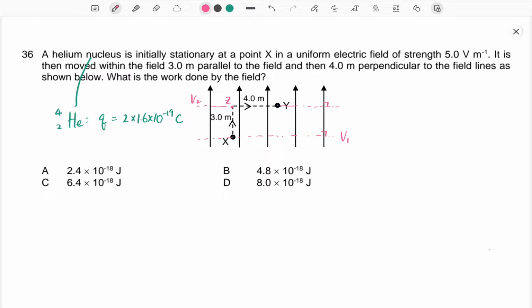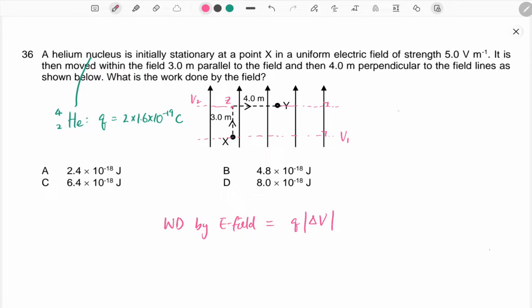But work is done from X to Z. Therefore, that is what we want to find. We want to find the work done by the E field, and that will be equal to the force... No, sorry. In this case, we'll just take Q times delta V, the potential difference between these two lines.